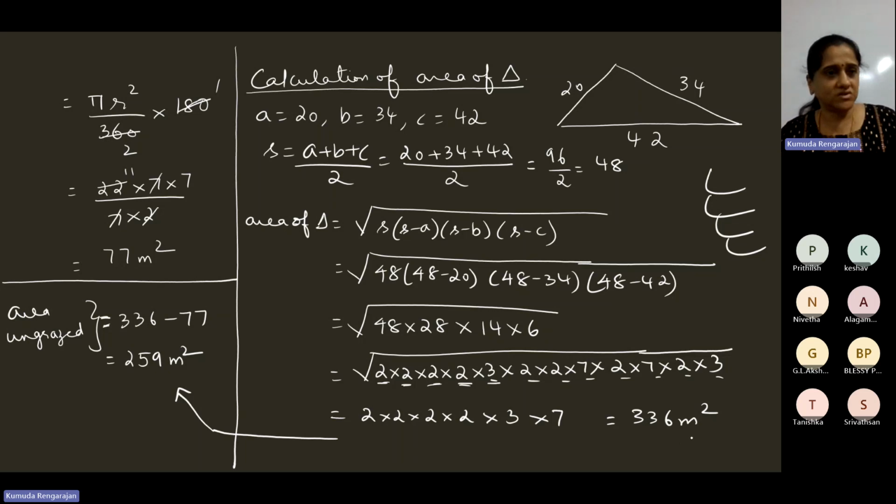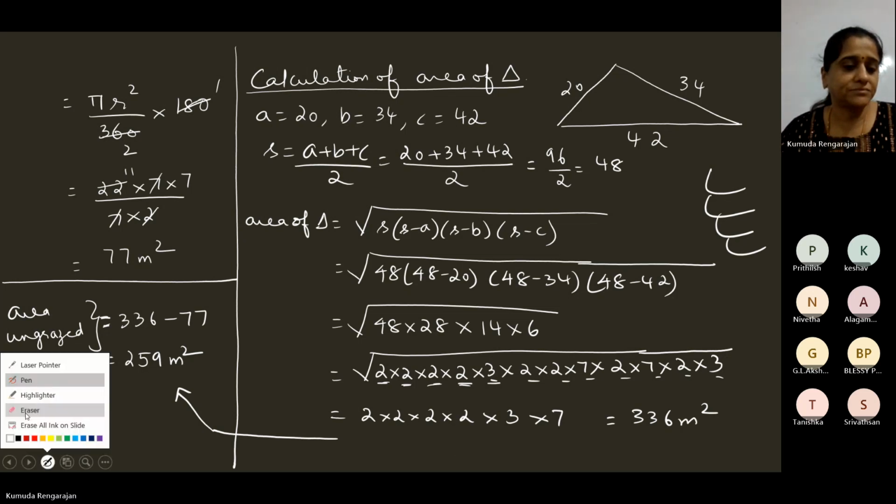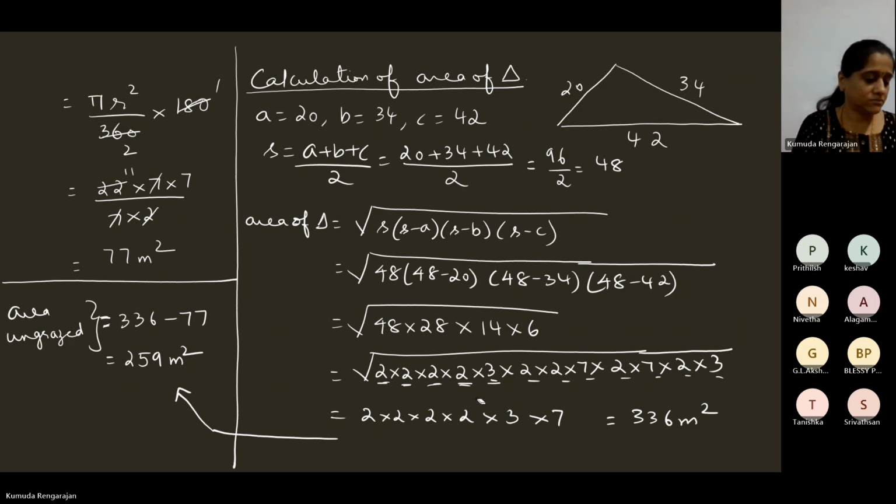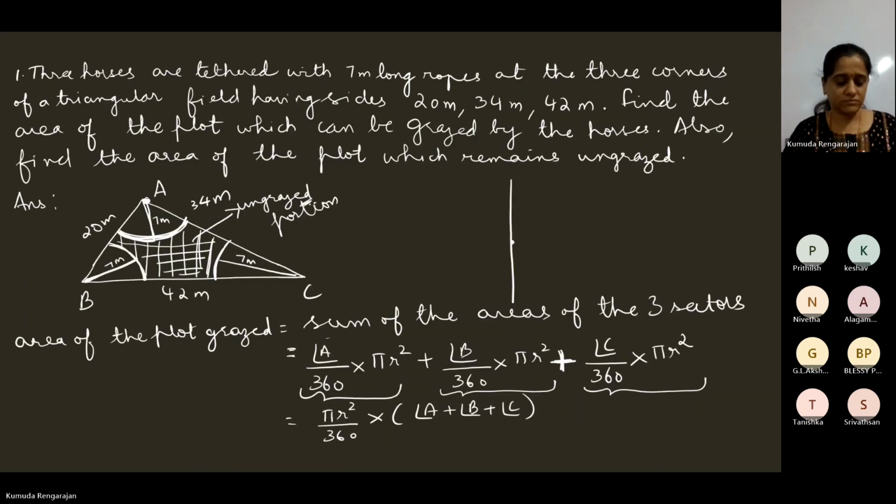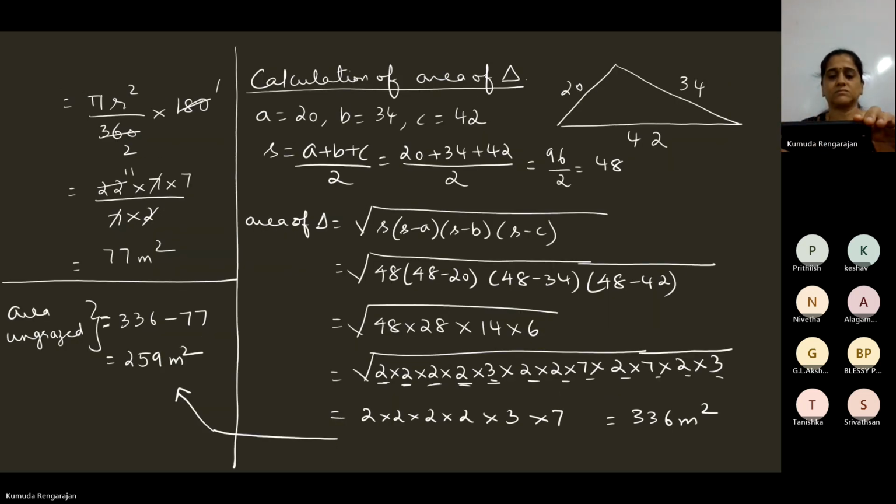So the area of the triangle is 336 meters square. So the area ungrazed is 336 minus 77, which is 259. Next one.